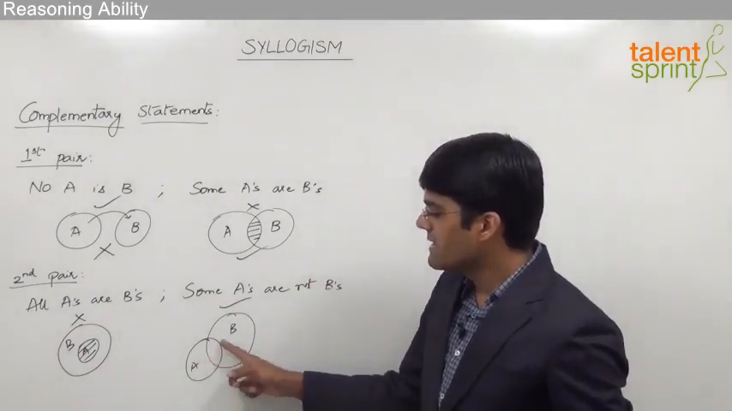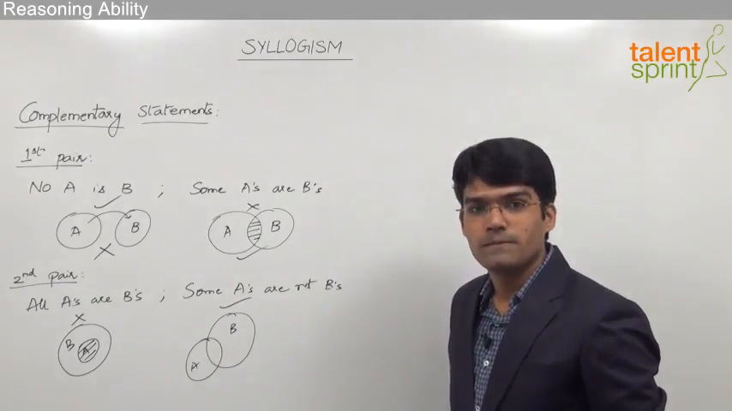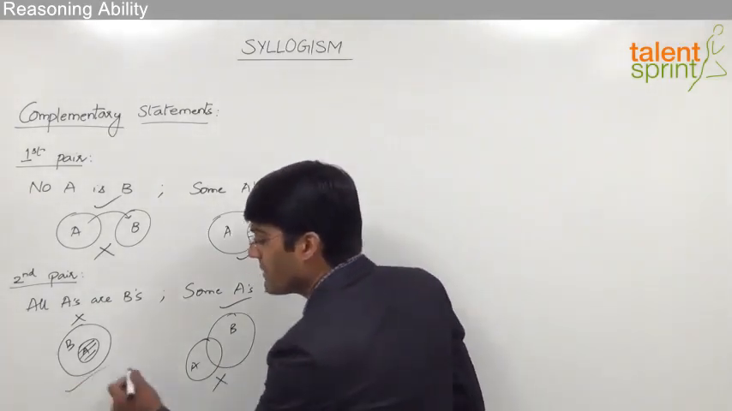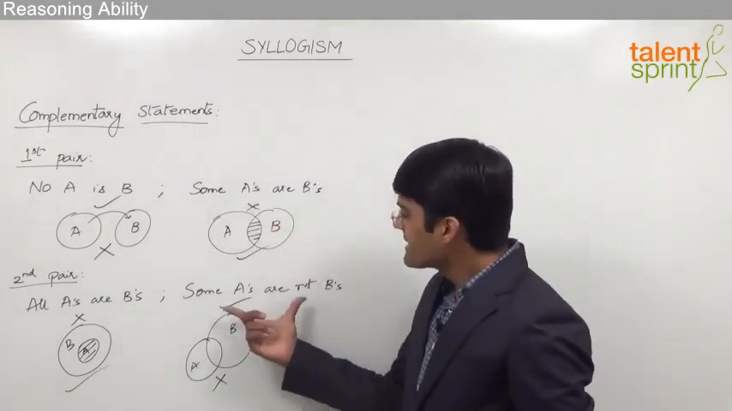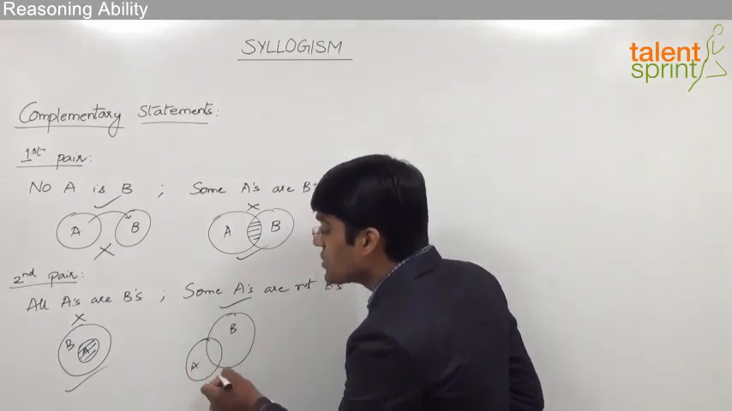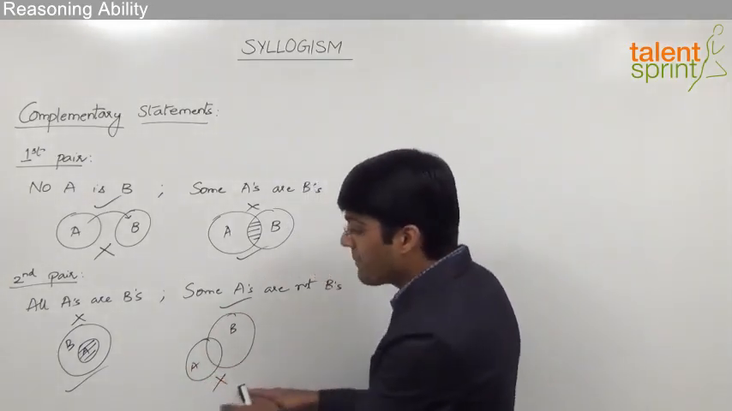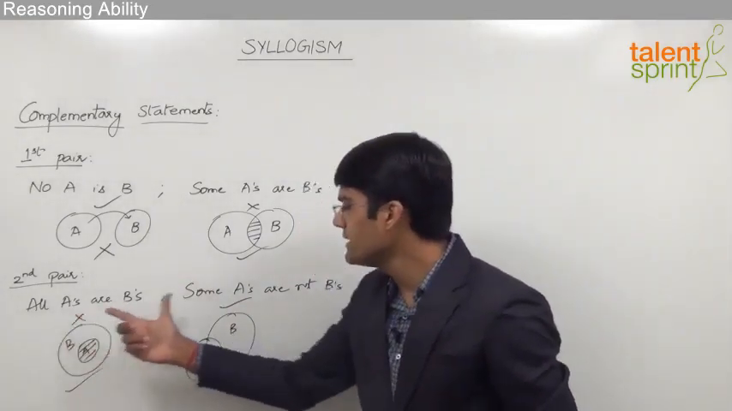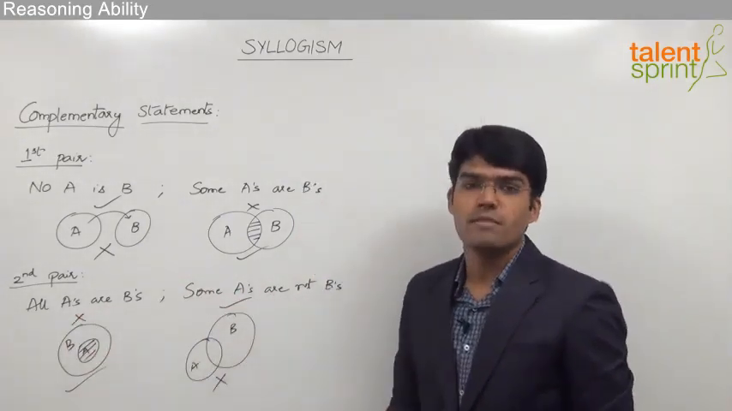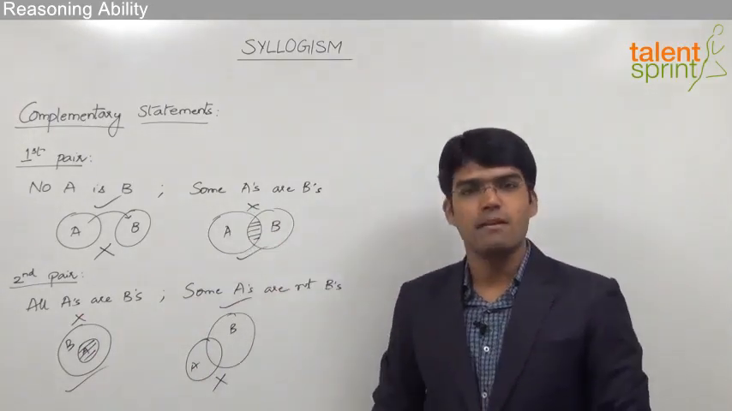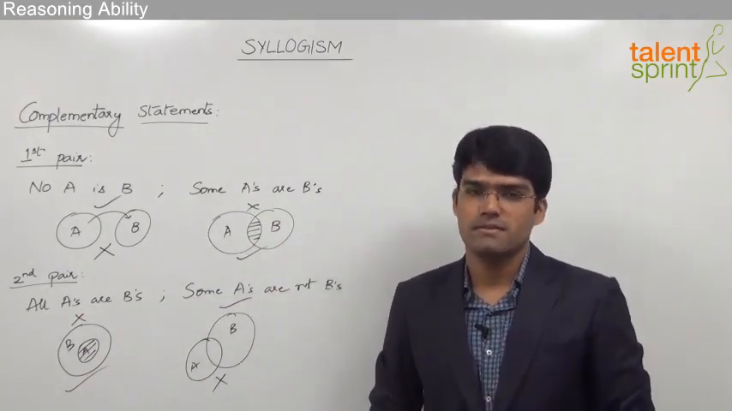Here we can find that some of the A's are not B's. And likewise, when this statement is false, this statement becomes true. That is, when "some A's are not B's" is false, for this to happen, all the A's must be B's. So "all A's are B's" and "some A's are not B's" form the second complementary pair. So we always need to take care of such complementary pairs when we are solving questions from syllogisms.